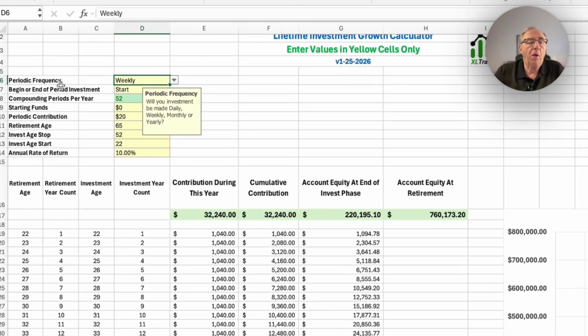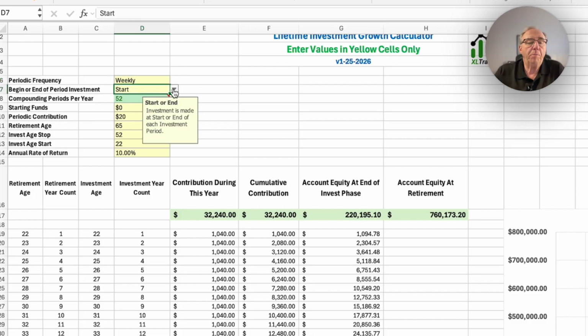So in this first block, it's periodic frequency, and you can pick day, week, month, year. We're going to stay with weekly. Let's assume we're going to invest on a weekly basis. Then we're going to pick whether the investment is made at the beginning of the period or the end. We're going to assume that we're putting in the money at the beginning of the period. So we'll put start. The green field here has 52 in it. That is automatically calculated by the calculator. That tells you there's 52 compounding periods on a weekly basis in a given year.